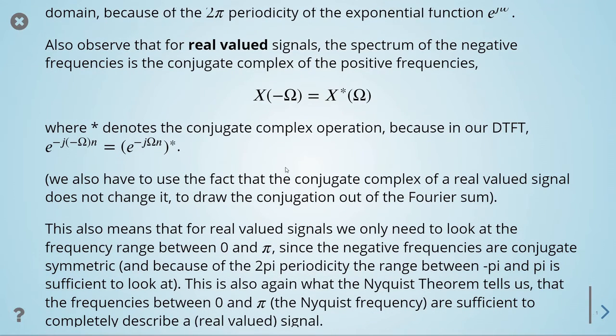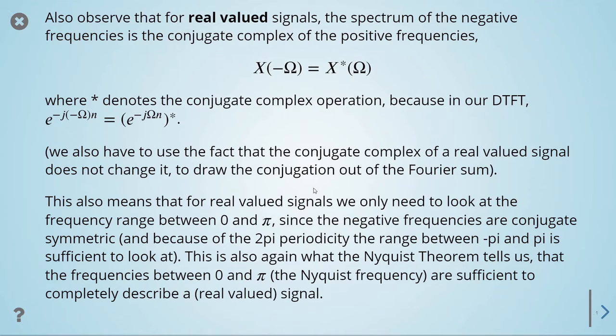So this also means that for real valued signals, we only need to look at the frequency range between 0 and pi, because the negative frequencies are conjugate symmetric. And because of the 2 pi periodicity, the range between minus pi and pi is also sufficient to look at. This is also, again, what the Nyquist theorem tells us, that the frequencies between 0 and pi, the Nyquist frequencies, are sufficient to completely describe a real valued signal.